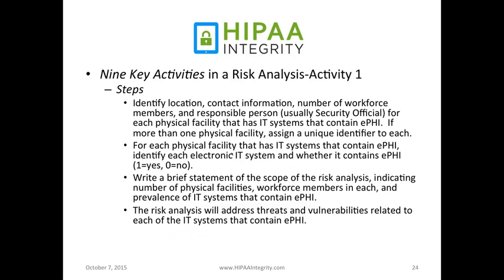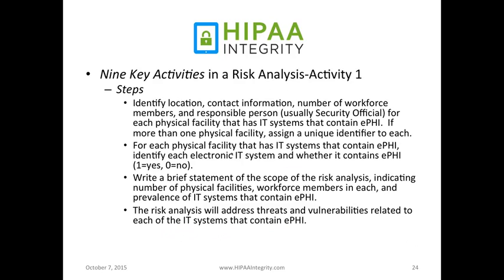Then, for each physical facility that has IT systems that contain EPHI, you have to identify each electronic IT system and whether it contains EPHI. So we're talking about an inventory here. Once you complete that inventory, you want to write a brief statement of the scope of the risk analysis, highlighting the regulatory requirements, indicating the number of physical facilities that are involved, the workforce members in each, and the prevalence of IT systems that contain EPHI.